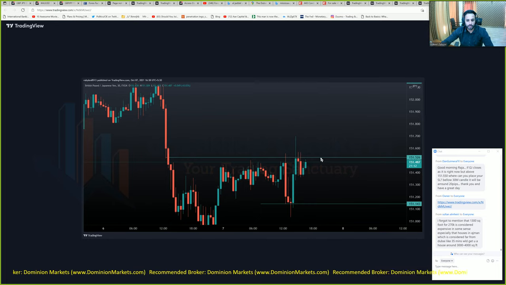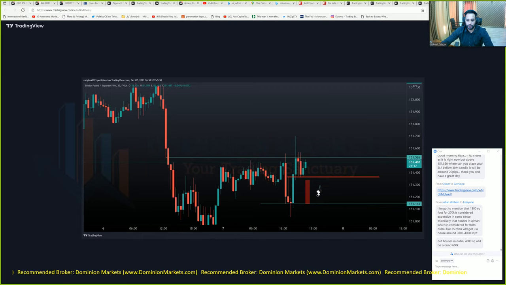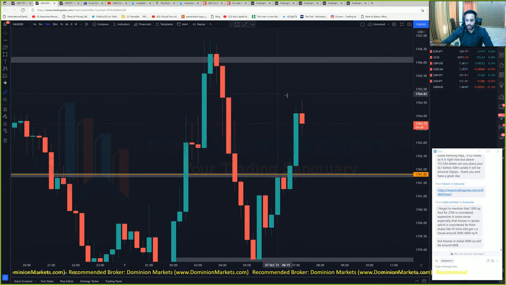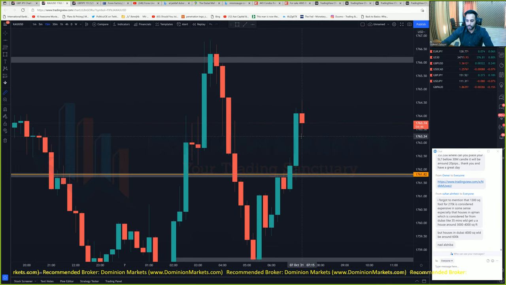Pound yen 30 minute. Yeah, we need price to break above that area. I'm also looking at sells below here as well, for price to go down. It's like a 20 pip range, 25 pip range. So yeah, let's see here. Only had one trade, which was on gold. That's about it.